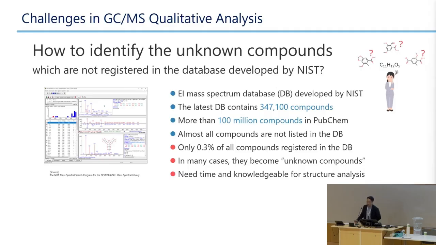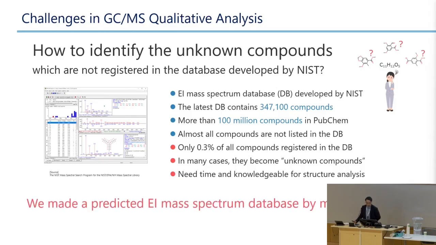Again, the NIST database is the gold standard for GC-MS qualitative analysis, and it has over 300,000 compounds. But we can recognize more than 100 million compounds in the world, especially in the PubChem database, so almost all compounds are not listed in the NIST database. So we made a predicted EI mass spectrum database by machine learning, deep learning.